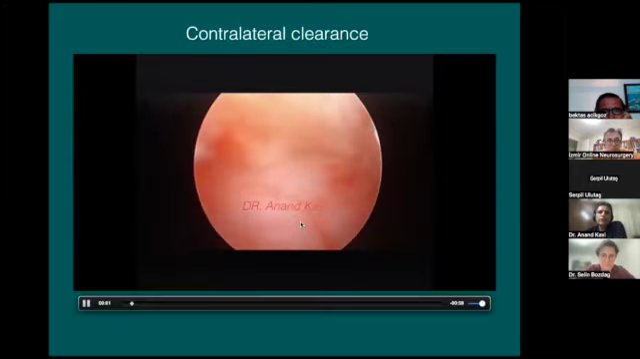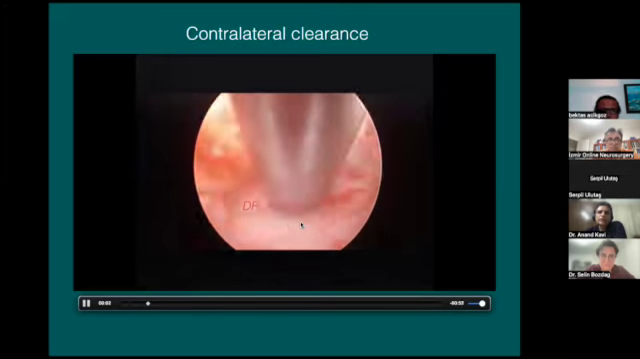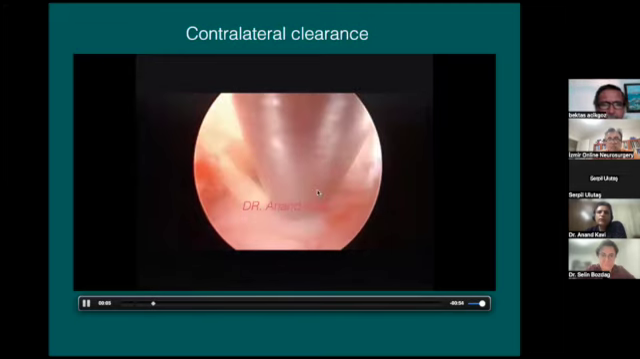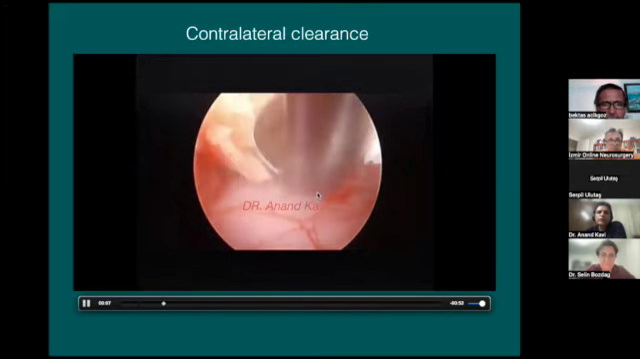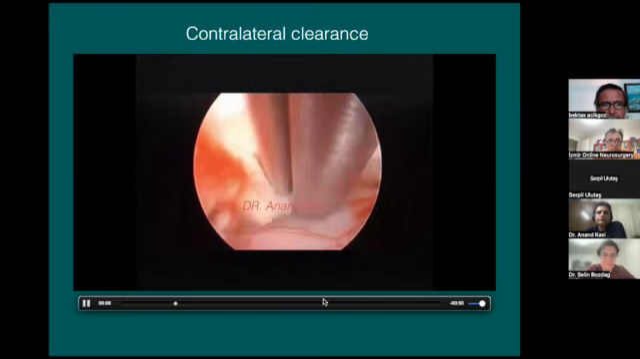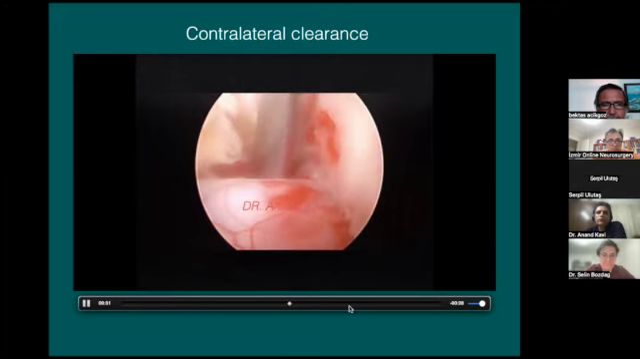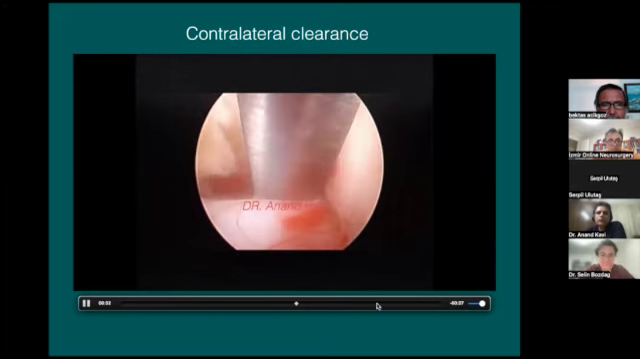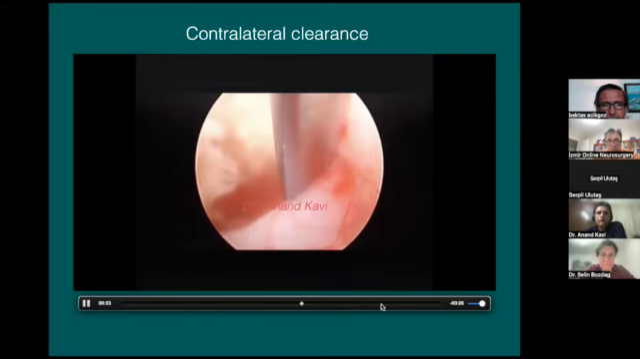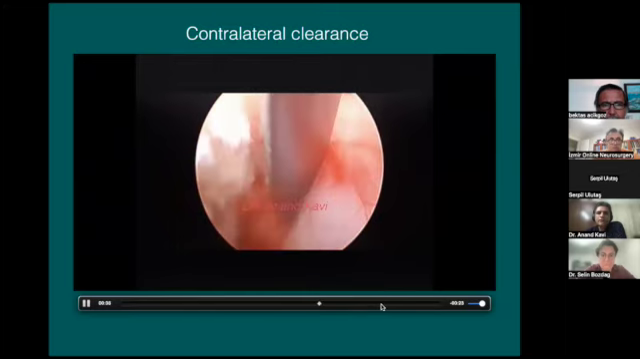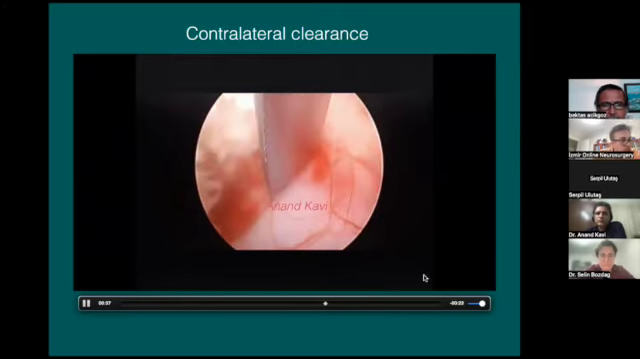Similarly, you can just tilt the endoscope to the contralateral side and you can do the contralateral decompression. And by moving the endoscope, you can actually see the root on the contralateral side, and the vision is extremely clear.